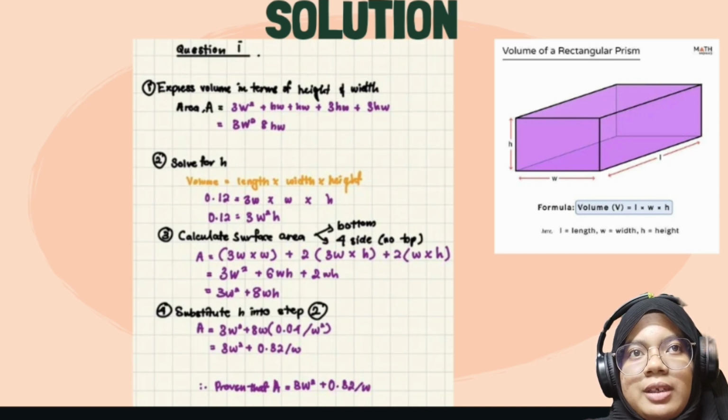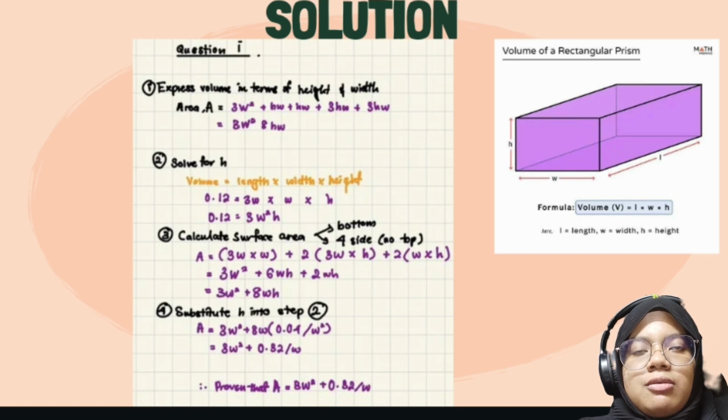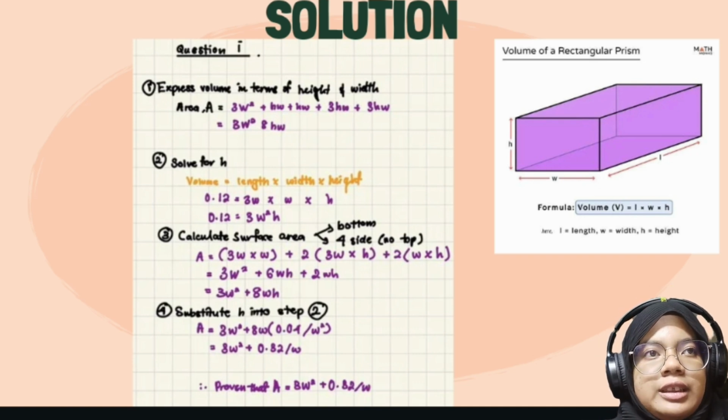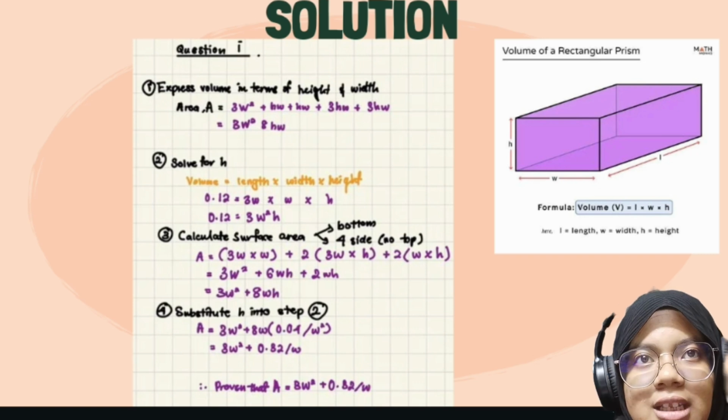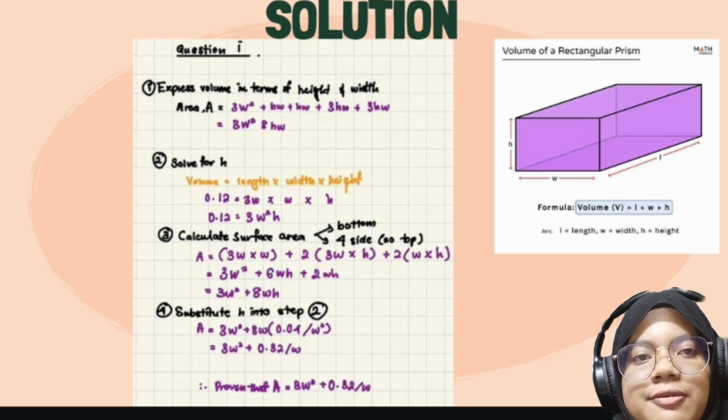We start with the volume equation, which is 0.12 = 3W × W × H. Simplifying this equation, we get 0.12 = 3W² × H. Next, we have to solve for H. We find that H must equal 0.04 divided by W². Now let's calculate the surface area.